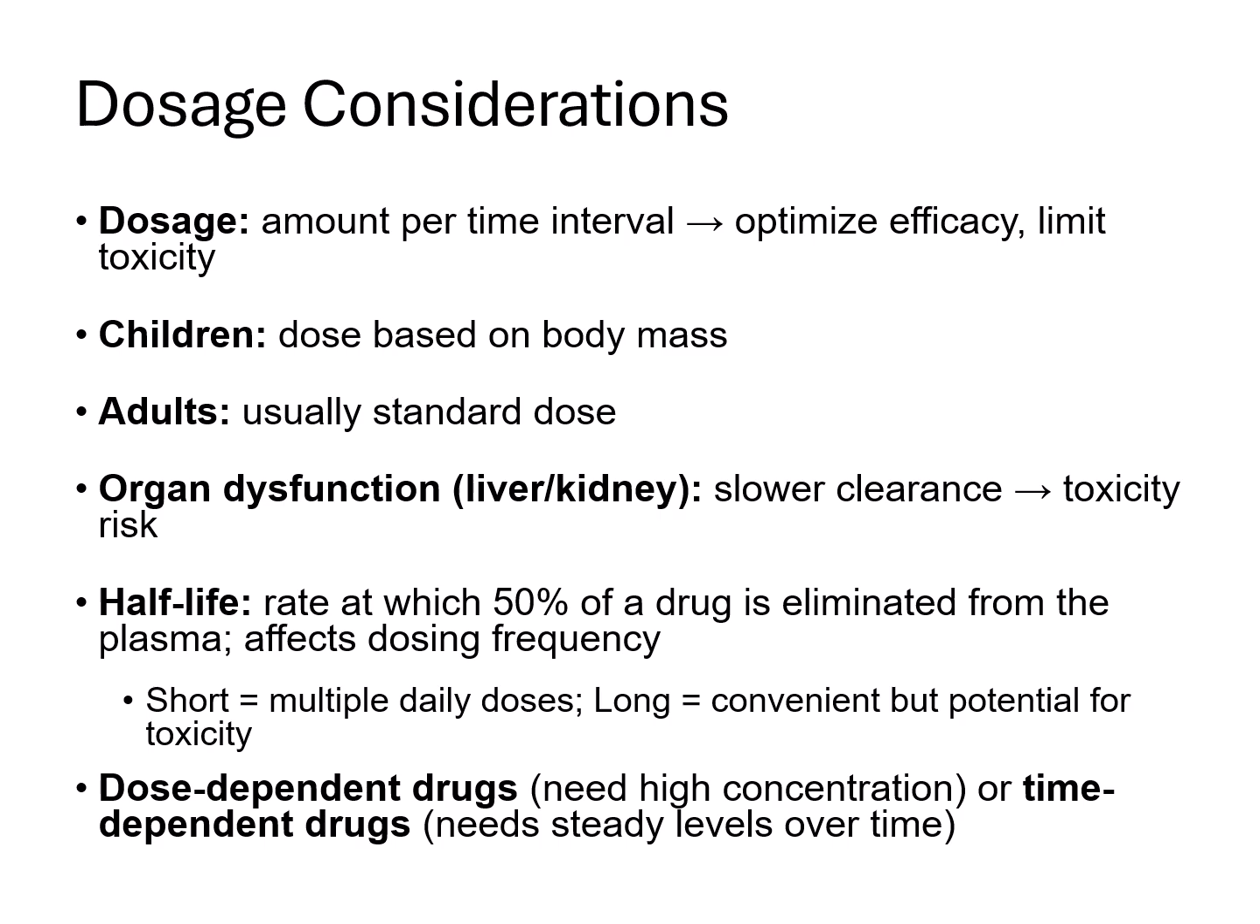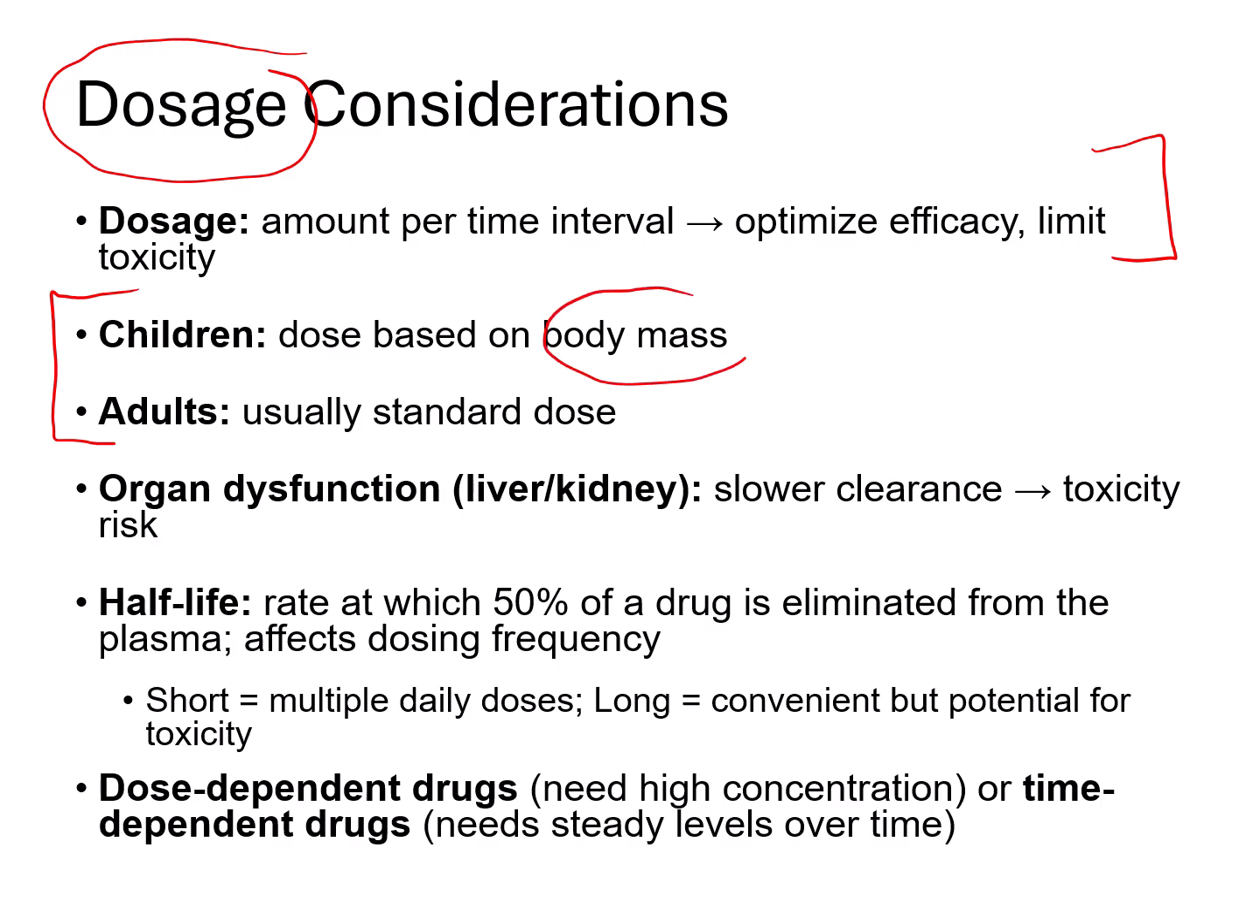We also have to consider dosage. So dosage is the amount of drug given at a certain time interval. And we aim for therapeutic levels that are high enough to inhibit the pathogens, but without harming the patient. So factors include, for instance, body mass and age. For example, in children, the dose is based on their body mass, whereas in adults, we generally have a standard dose.